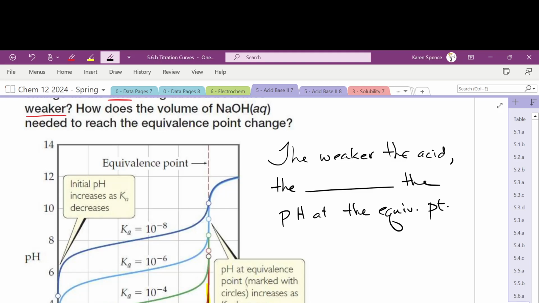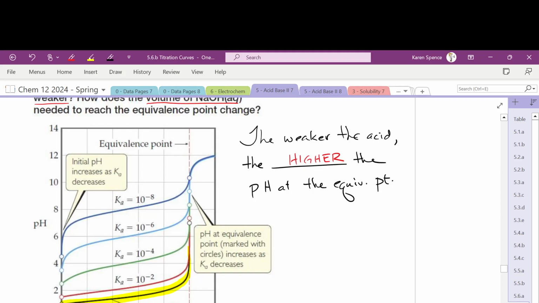The weaker the acid, the higher the pH at the equivalence point. What happens to the volume of NaOH needed to reach the equivalence point? Tell your partner, what happens as we go from our strong acid to our weaker, weaker acids? What happens to the volume needed to reach the equivalence point?